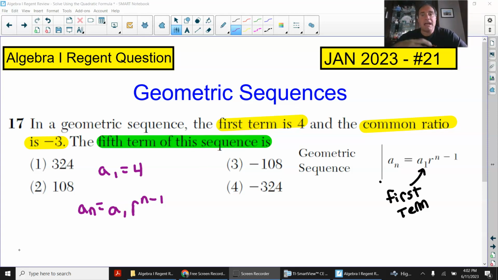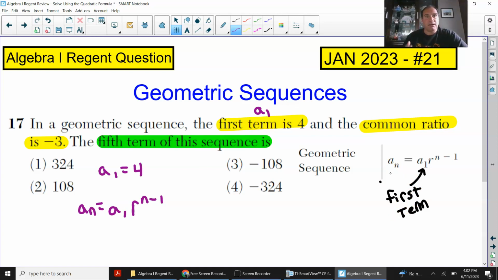So you look at the reference sheet and you look at the formula and you're going to go, okay, it's a sub n equals a1. A sub 1 is the first term. Here it is right here, a sub 1. A sub 1 is the first term. And then r to the n minus 1.